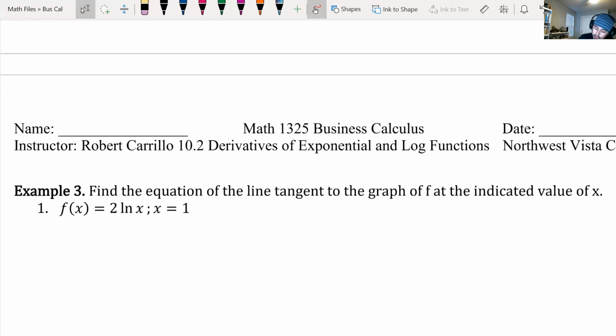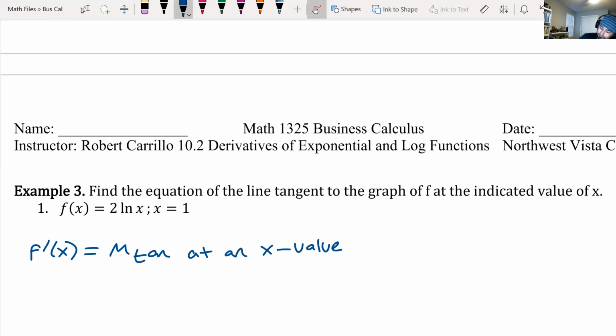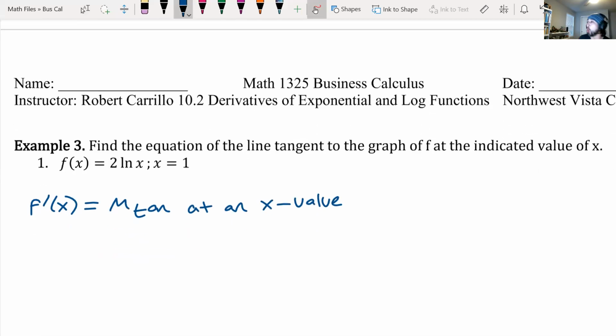So from 9.4, we did learn that the derivative f prime of x is the same as the slope of the tangent line at a certain x value. Okay, which means using that information, all we have to do is find the derivative. So what is the derivative of 2 natural log x? 2 over x, right? Because it's 2 times 1 over x.